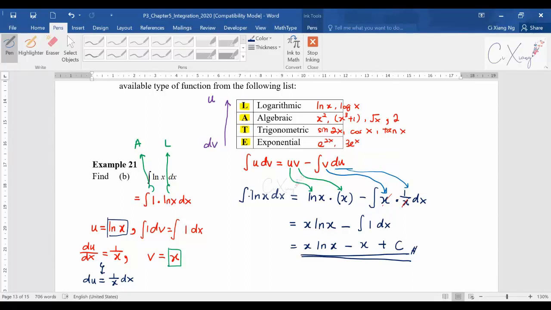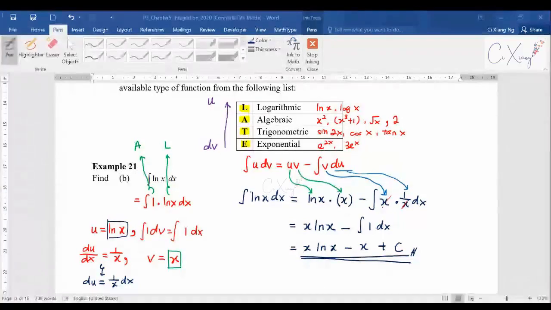Okay, so here we have the two examples, example 21A and B. 21C, I will keep it for the next video because again, it involves integration by parts two times, so the discussion will be a bit longer. So for this video, I will stop here. If you're interested, of course, you can find some basic integration by parts questions and try first, before you proceed to the integration by parts two times. Okay, I'll stop here.